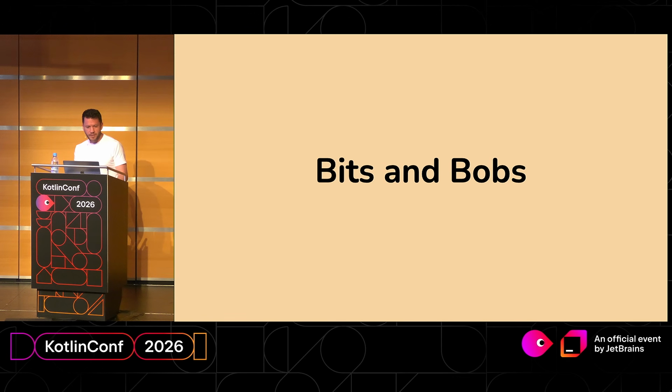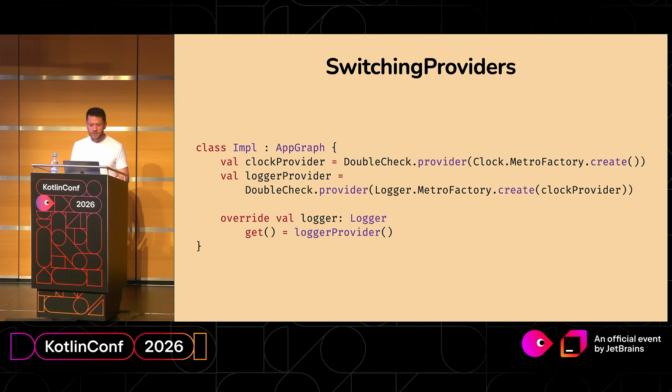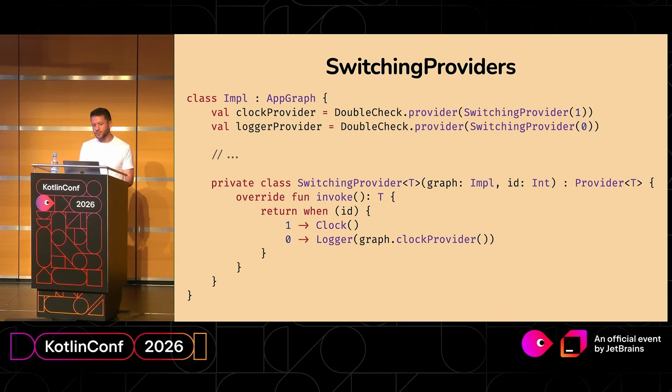Some final bits and bobs here. Switching providers are a mode to avoid class loading on initialization of the graph. This is basically akin to Dagger's fast init mode. What we'll do is take these initializations and move them down to a deferred wrapper provider class that has an ID. Use this if you've measured a need for it. It's not enabled by default. There are some caveats to using this, but it'll fall through to basically a giant switch statement in here.